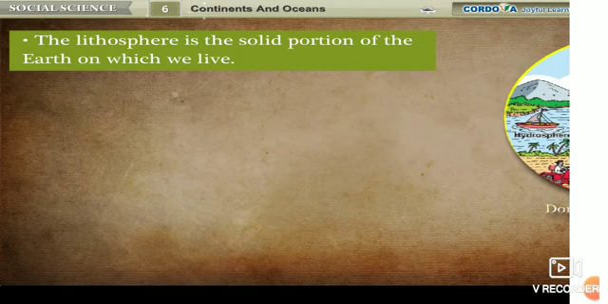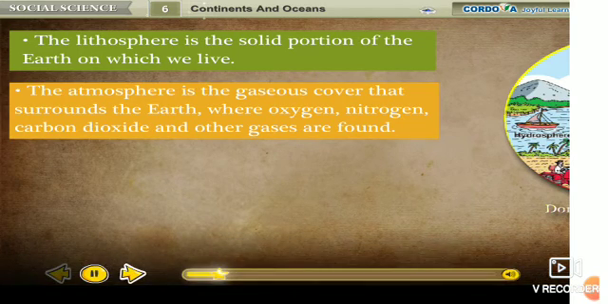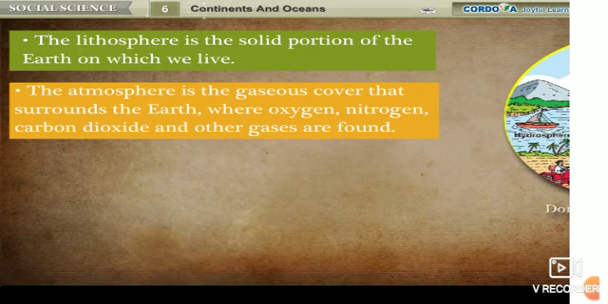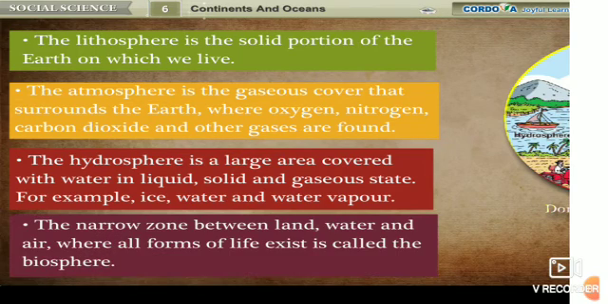The lithosphere is the solid portion of the Earth on which we live. The atmosphere is the gaseous cover that surrounds the Earth, where oxygen, nitrogen, carbon dioxide and other gases are found. The hydrosphere is a large area covered with water in liquid, solid and gaseous state. For example, ice, water and water vapor. The narrow zone between land, water and air, where all forms of life exist, is called the biosphere.